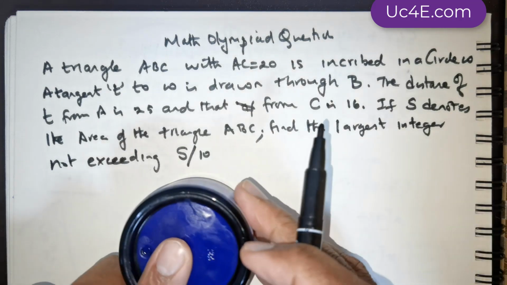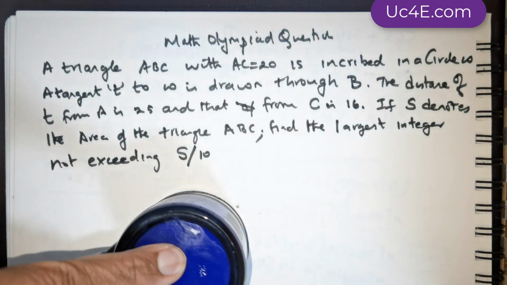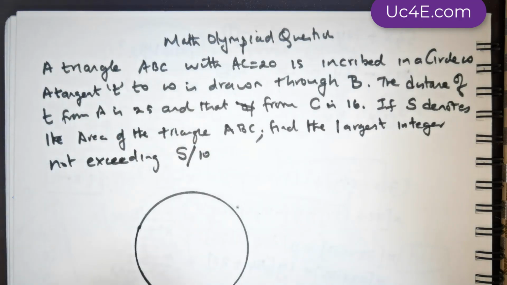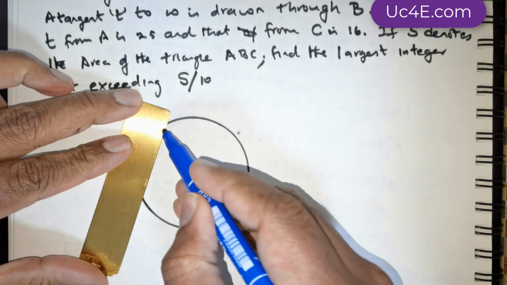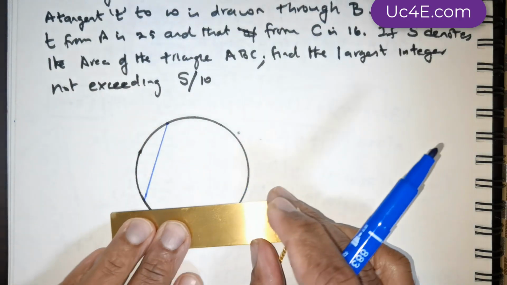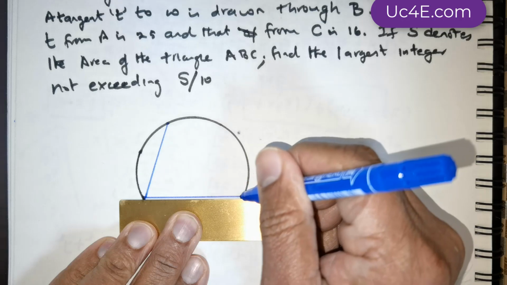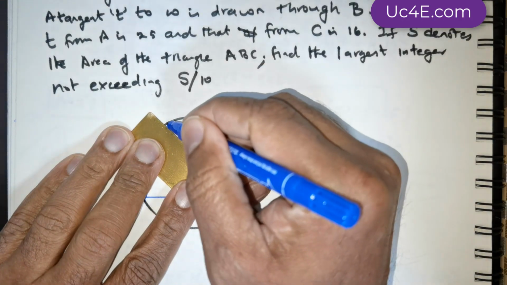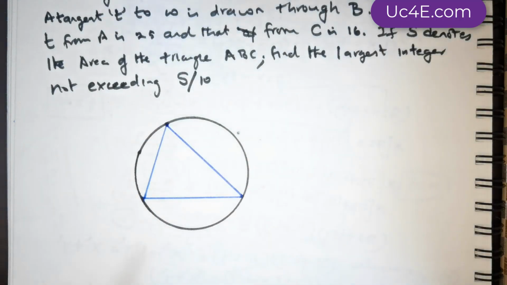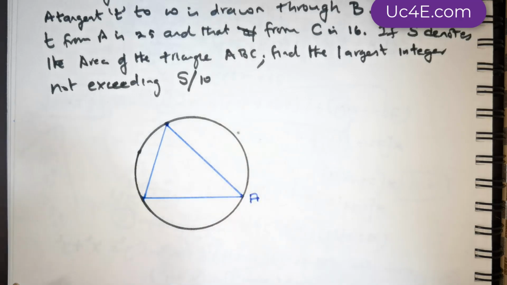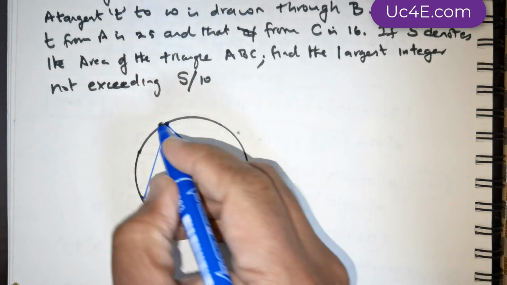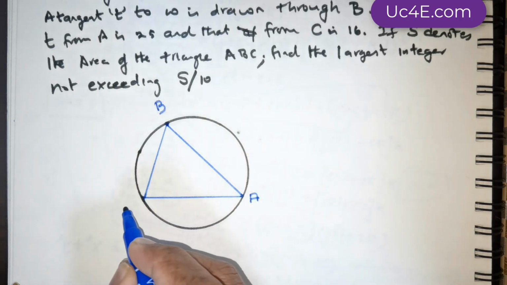So foremost, let me draw the circle and then we will place in the information given to us. Now we have a triangle inscribed, so let me inscribe the triangle inside the circle. The most important part in this question is to properly name the triangle, because there is a tangent at B and the most comfortable point on the circle to draw the tangent would be over here. So I'm going to take this as A, this point as B, and this point as C.